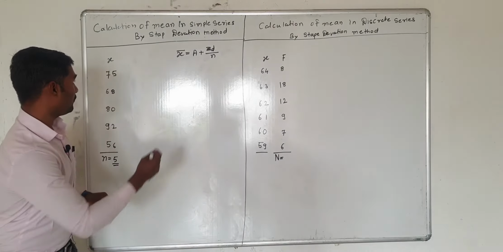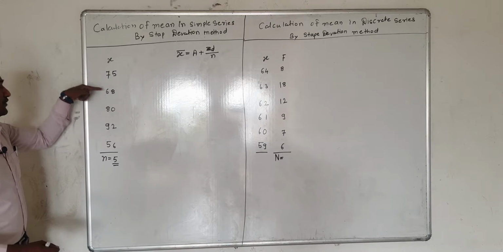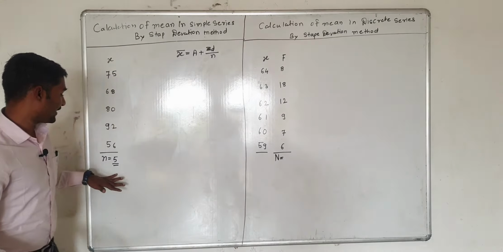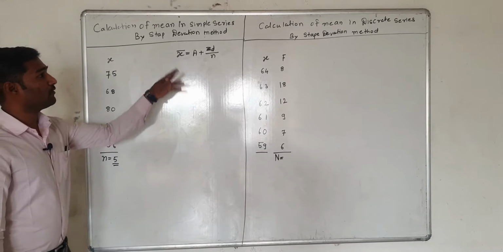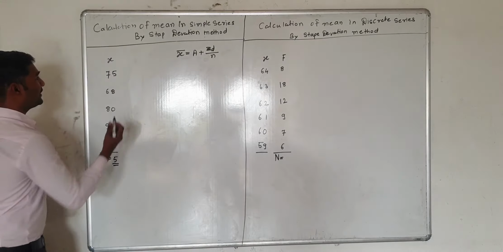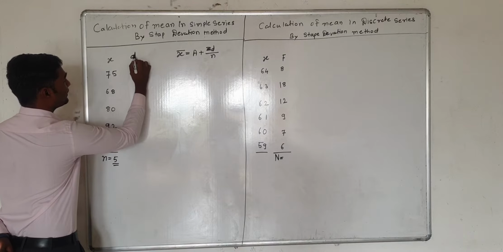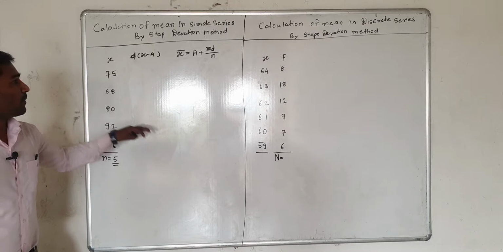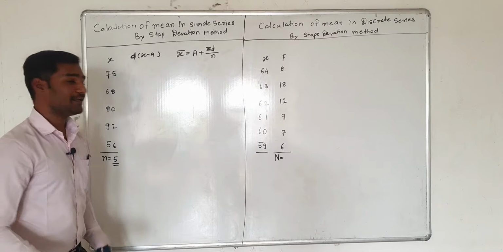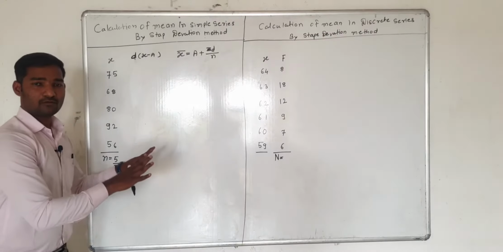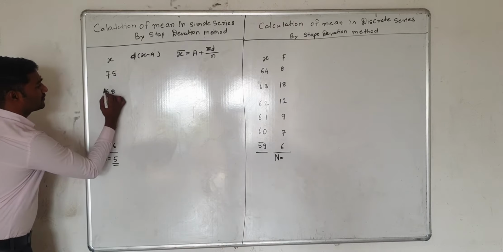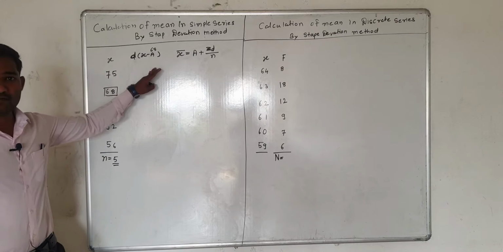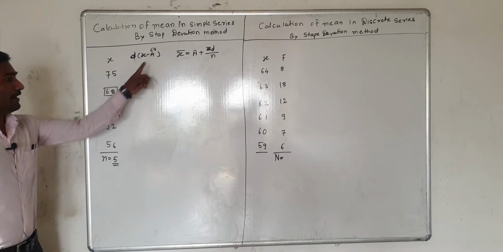Now first of all we would like to calculate n. There are 1, 2, 3, 4, 5, so 5 observations. So n is 5. Now, what do we require? We require d. How to calculate d? d equals x minus a. And how to calculate a? A is the assumed mean value. We take any value from the x values. So, first we allocate 68 as the assumed mean. I will write down 68 here for your understanding.